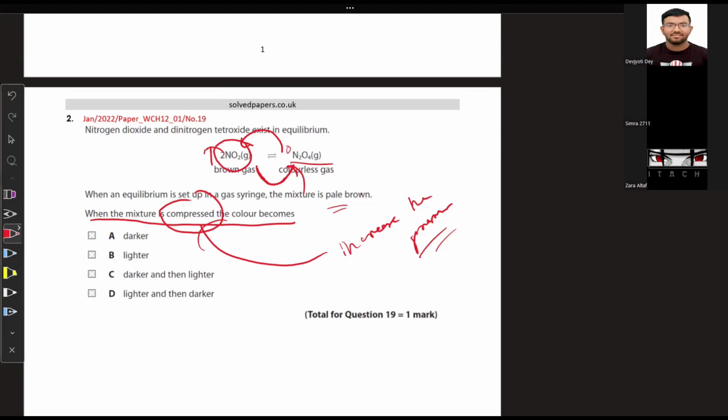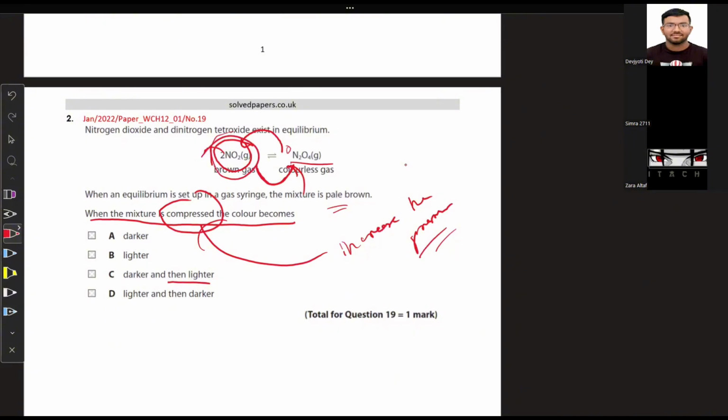Can you repeat, sorry, the part about how it gets darker? Because I didn't get that. I'm saying that since we need to increase the pressure in order to compress the whole system, right? So if we increase the pressure, at first it's going to turn darker, right? And then it's going to turn lighter because we are increasing the pressure of this NO2 here. Did you get my point? And why does it become lighter at the end?